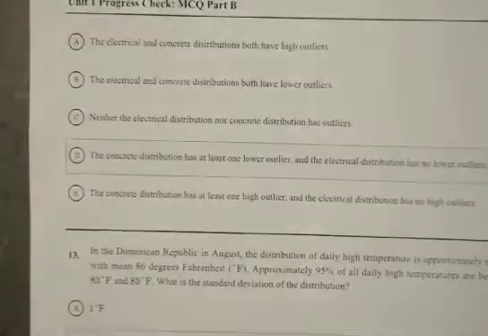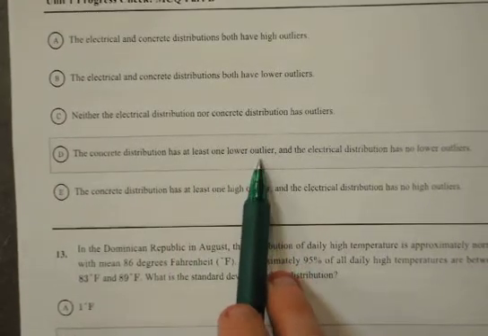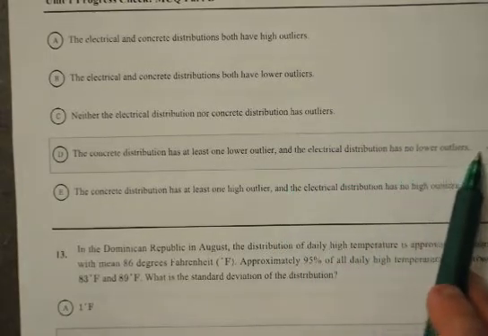So for 12, the answer is the concrete distribution has at least one lower outlier. We don't know how many there are, but there's at least one. And the electrical distribution has no outliers. There we have it. 13.